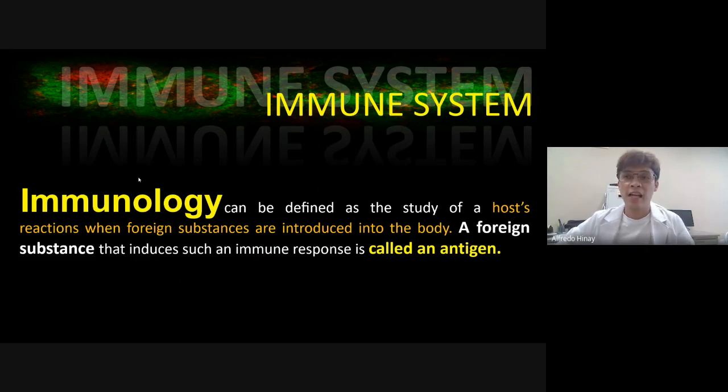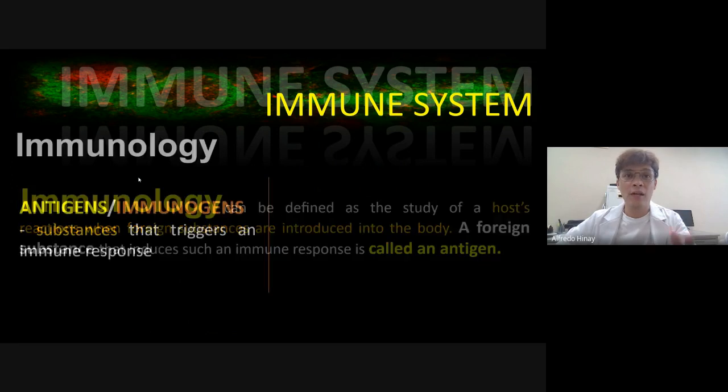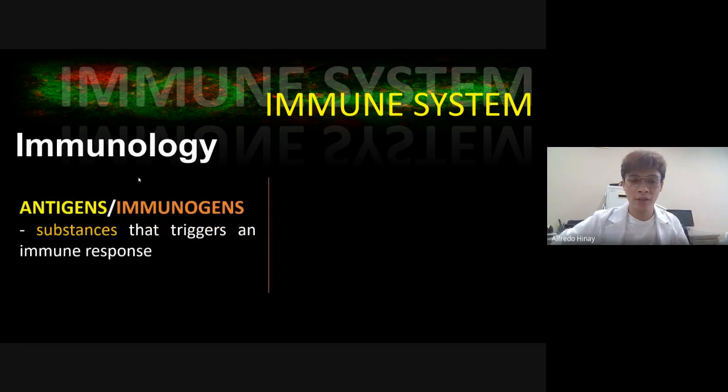A foreign substance that induces such an immune response is called the antigen. But not all antigens are immunogens, but all immunogens are antigens. But we'll try to discuss that more deeply when we go to your antigen and immunogen discussion. So as a part of that, you have your antigens or immunogens. In general, these are substances that trigger an immune response. So for example, your bacteria.